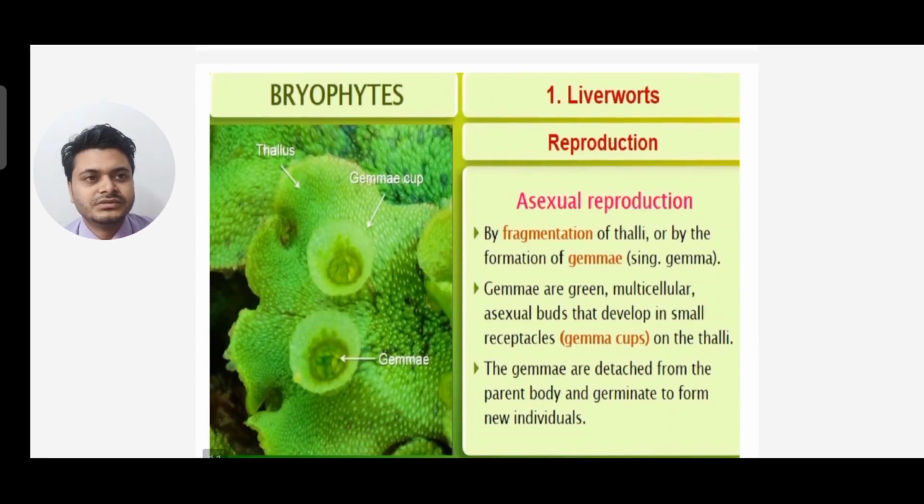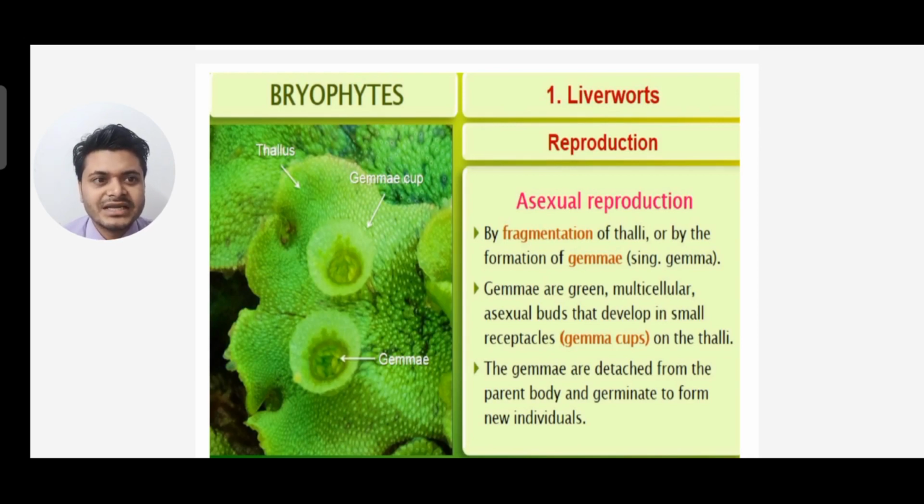Now how reproduction takes place in liverworts, you can see first is asexual reproduction. So in liverwort, reproduction takes place by asexual means. Under asexual means, first is fragmentation of thalli or by formation of gemmae, singular is gemma. These gemmae are green in color. They are multicellular asexual buds that develop in small receptacles, that is gemma cups on the thalli.